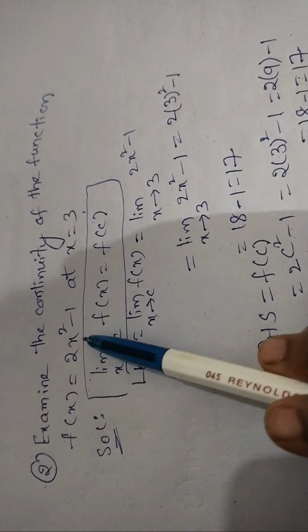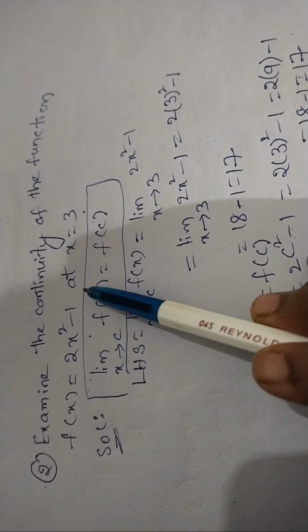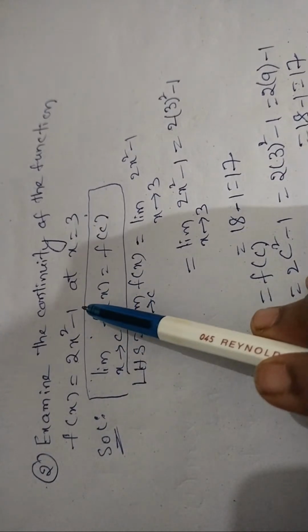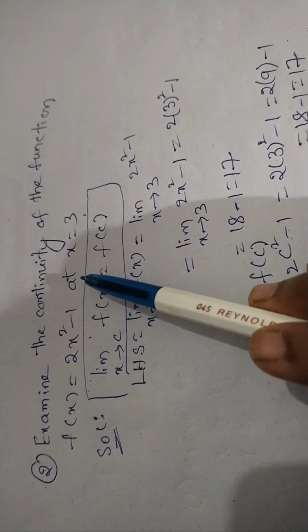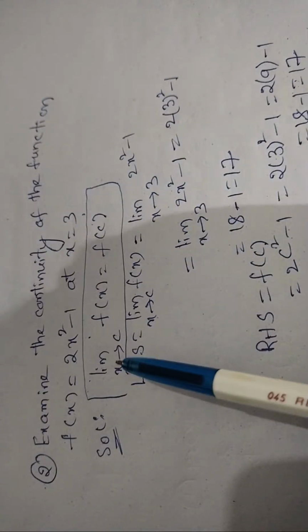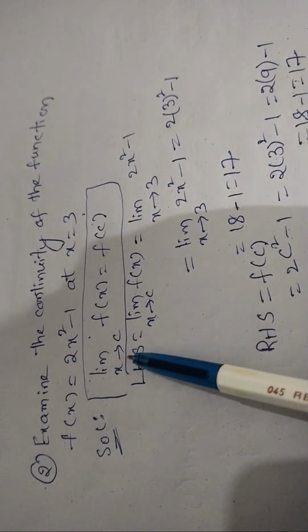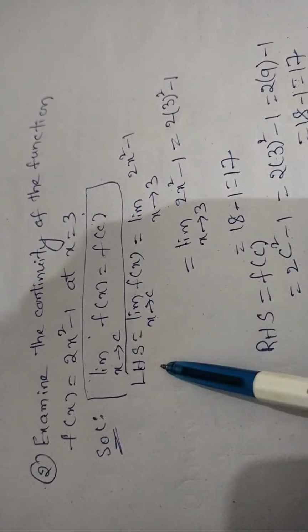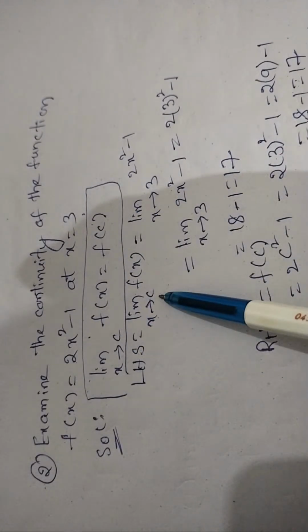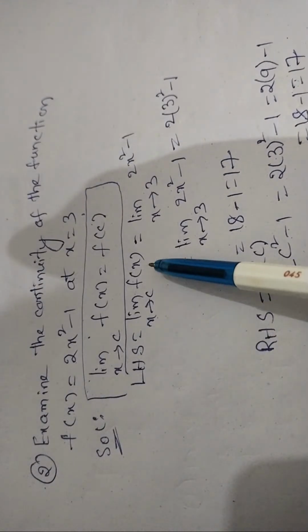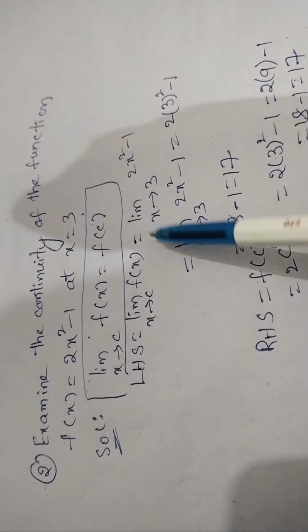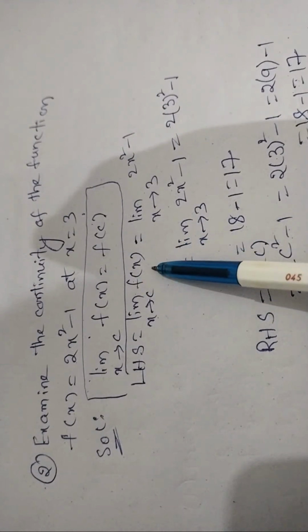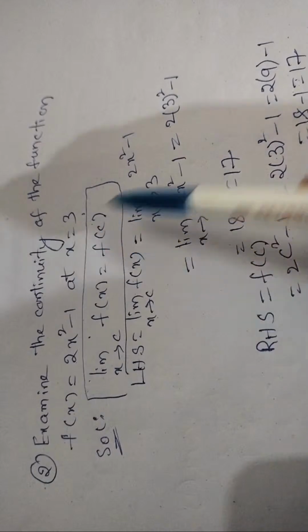They gave the function 2x square minus 1 and we will check whether it is continuous or not at the point 3. So first we will write the formula: limit x tends to c, f of x is equal to f of c. So I will take LHS, limit x tends to c, f of x. So in this I will replace the given values. Here f of x is 2x square minus 1. I wrote here.